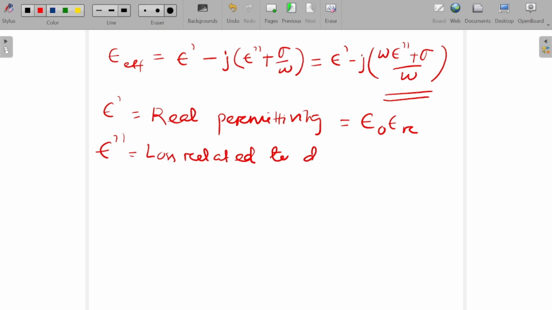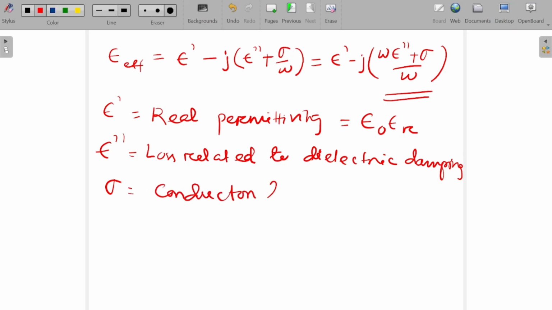related to dielectric damping, that we can say, and sigma is the conductor loss. This part sigma, here you can relate that it is your conductor loss, and this part, the dielectric damping loss, can be written as omega epsilon double dash. So, this is the imaginary part.